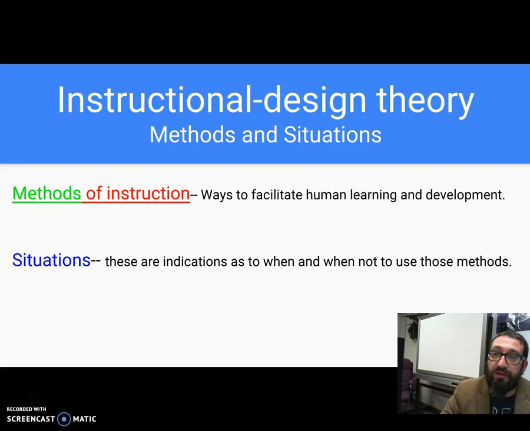Instructional design theory requires at least 2 components: a method of instruction and situations. Methods of instruction are ways to facilitate human learning and development. Situations are indications as to when and when not to use those methods.